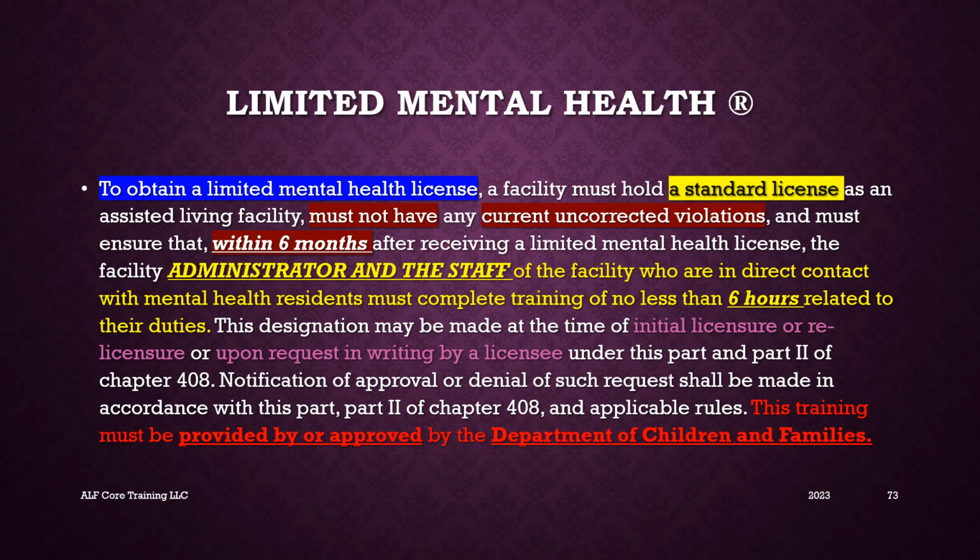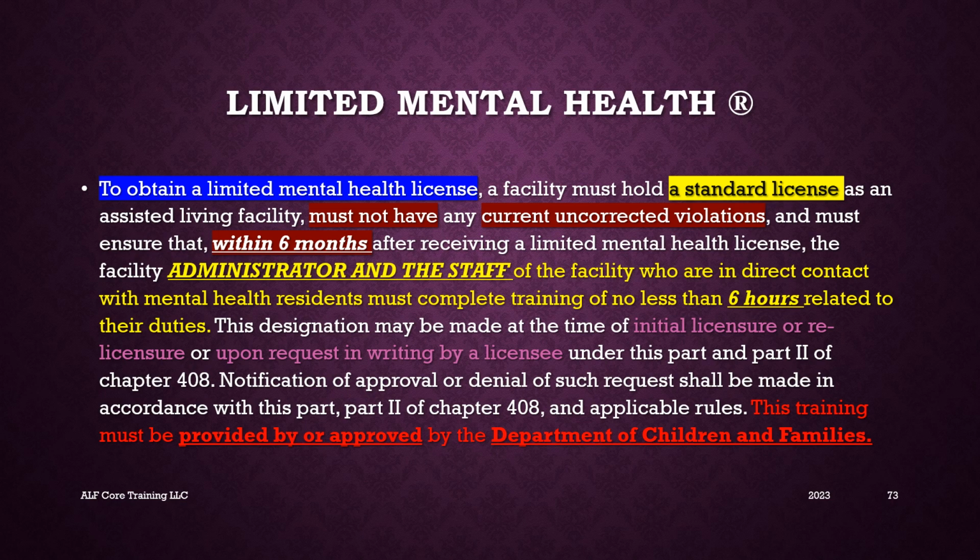To obtain a limited mental health license, a facility must hold a standard license, as an assisted living facility must not have any current uncorrected violations and must ensure that within 6 months after receiving a limited mental health license, the facility administrator and the staff of the facility who are in direct contact with mental health residents must complete training of no less than 6 hours related to their duties.